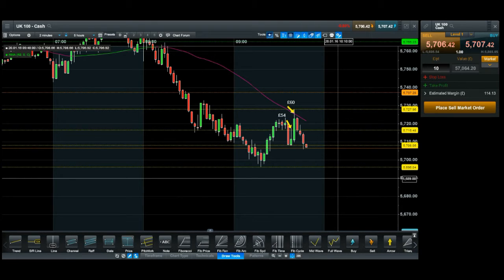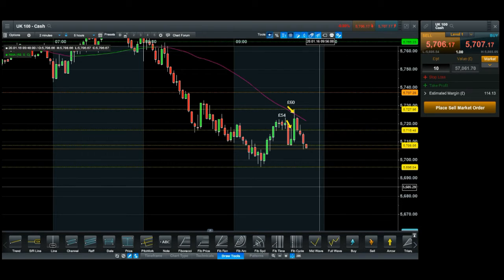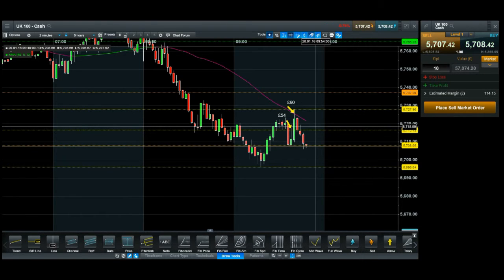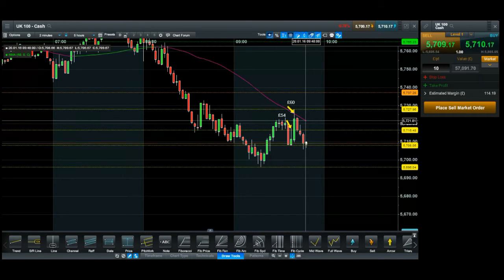While the index has continued to move lower, let's see what happens. Will there be a rebound over here? It comes all the way back up here to touch the simple moving average.